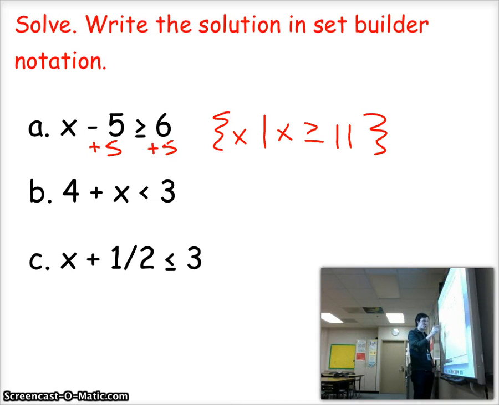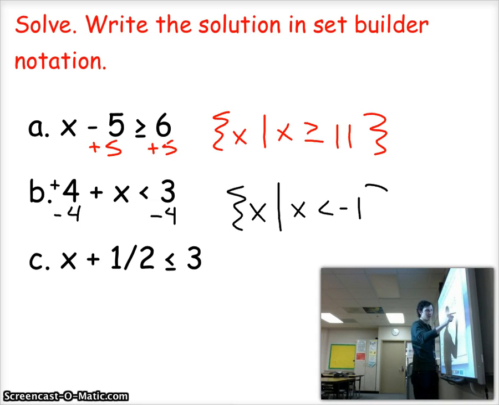Second one, I have 4 plus x is less than 3, so I'll have to subtract 4 from both sides. So I'm left with x is less than 3 minus 4, which is negative 1. Then to put that into set builder notation, again, add my line and my x in front, and my 2 brackets. So for all x such that x is less than negative 1.